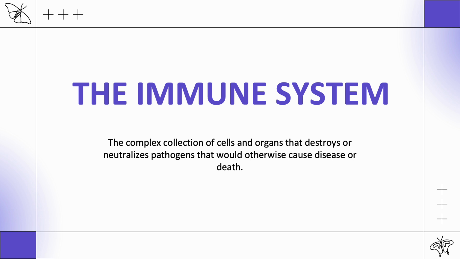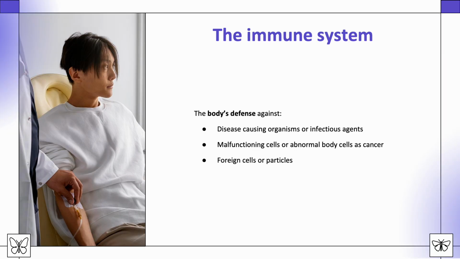The immune system is amazingly complex. It can recognize and remember millions of different enemies, and it can produce secretions and cells to match up with and wipe out each one of them. So, it is the body's defense against disease-causing organisms or infectious agents. It is our body's defense against malfunctioning cells or abnormal body cells like cancer, and against foreign cells or particles.